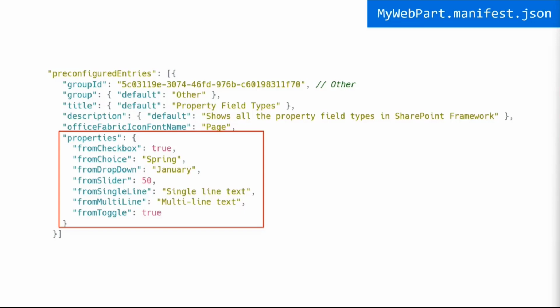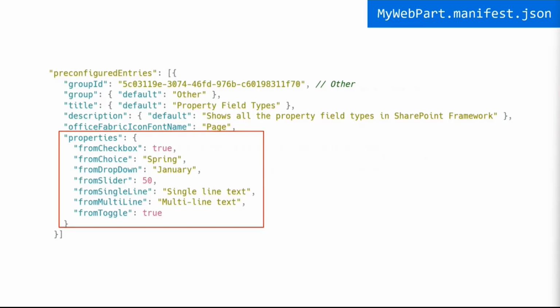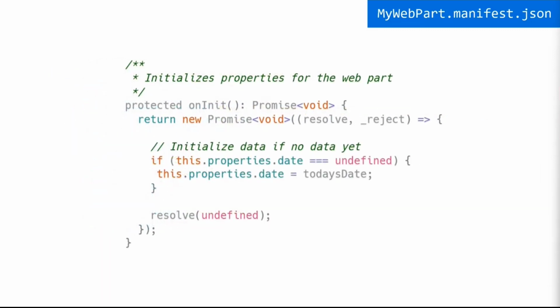So what if I wanted the default value to be today's date, or I wanted to calculate some values, or maybe pick some conditional values based on another value that's been selected? Well, you can't really do that in your manifest because the manifest is intended to be static, but you can do it in your Webpart onInit method.